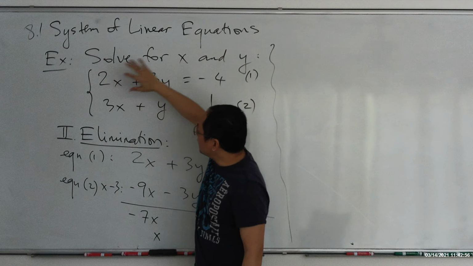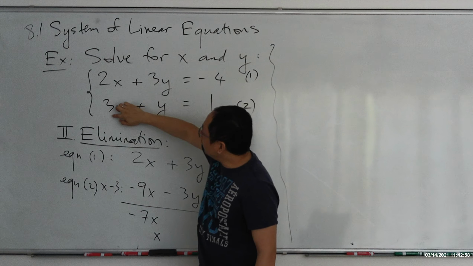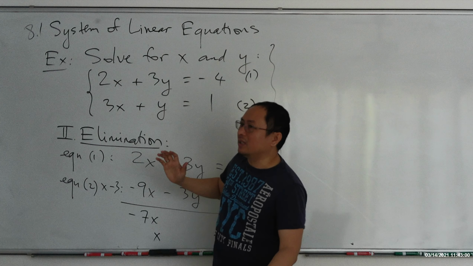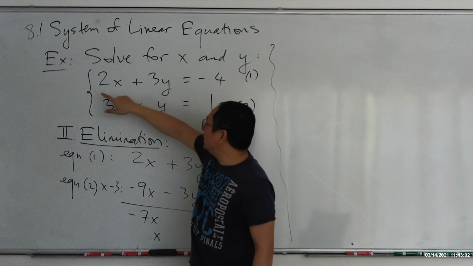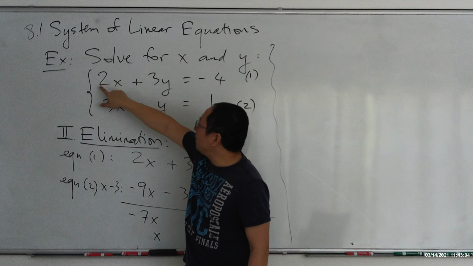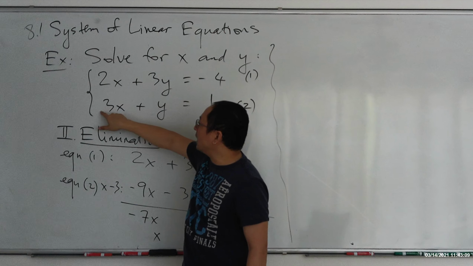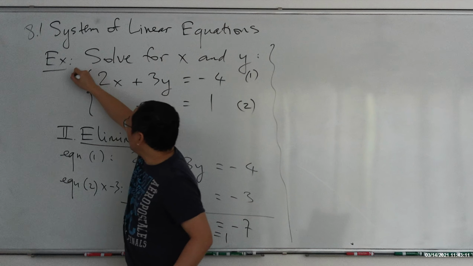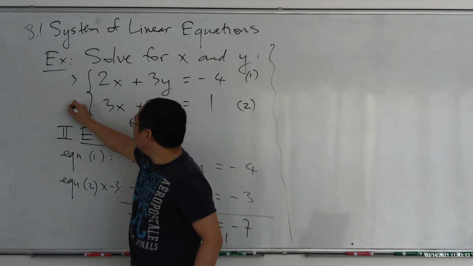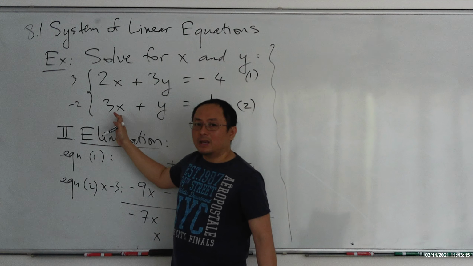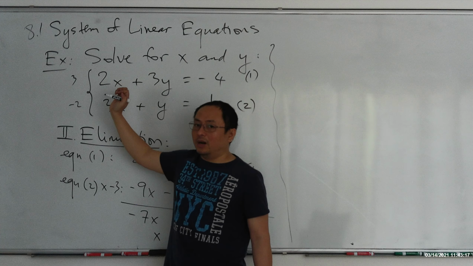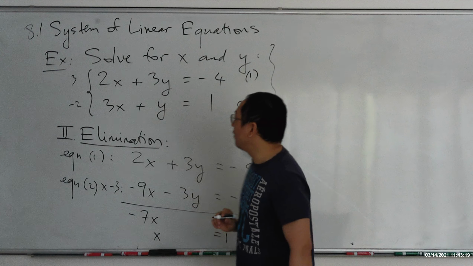So I got 2x for the first equation. I got 3x for the second equation, right? So the common multiple is 6. So I multiply the first equation by 3, I get 6x, right? So I'm going to multiply the second equation by -2. Times 3 here, I got 6x. Times -2 here, I'm going to have -6x. And then when I add them up, the x is going to cancel out. I can solve for y.